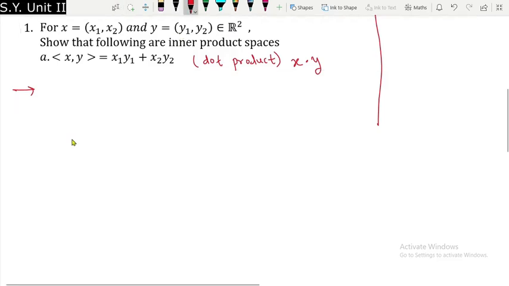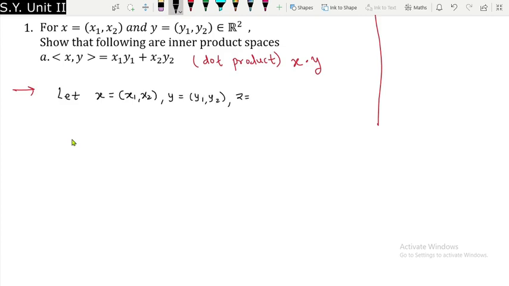So I will say here, let x = (x1, x2), y = (y1, y2), and z = (z1, z2) belonging to R2 be any elements belonging to R2, and alpha belonging to R be any element. Now one by one we have to prove the four properties.